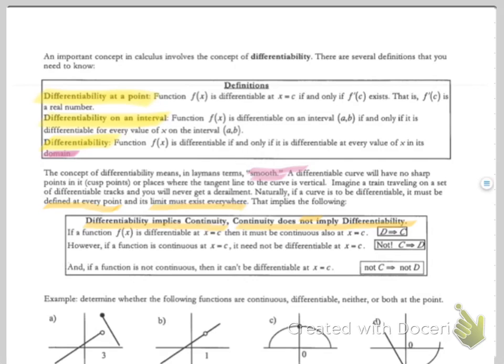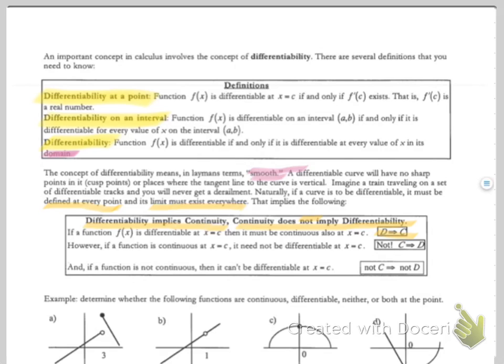It must be continuous at x equals c. So d implies c. This symbol right here is the imply symbol. Or you can say, if you remember from geometry, this is a conditional statement. We could translate that. This means if D, then C.